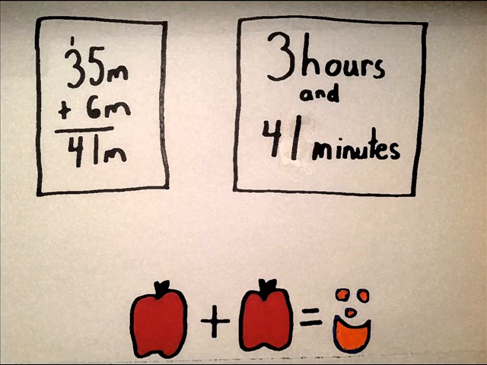The last step is to combine our minutes. Remember, you must add apples to apples. This is why it's important to label your units of time. 6 minutes plus 35 minutes is 41 minutes. When you say elapsed time, you always say the hours first and the minutes second. The elapsed time between 3:54 p.m. and 7:35 p.m. is 3 hours and 41 minutes.